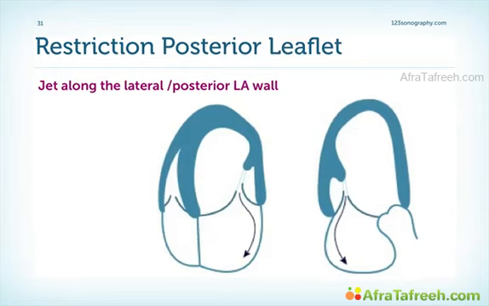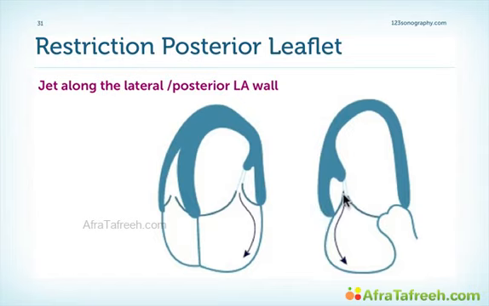Restriction can also only involve one leaflet. More frequently, it is the posterior leaflet, especially in the setting of an inferior infarct. In this case, we have a geometric change of the inferior wall, which kind of displaces the posterior papillary muscle apically and more posterolaterally, and thereby there is a pull on the posterior leaflet which prevents the leaflet from closing, so it can't move freely towards the line of closure.